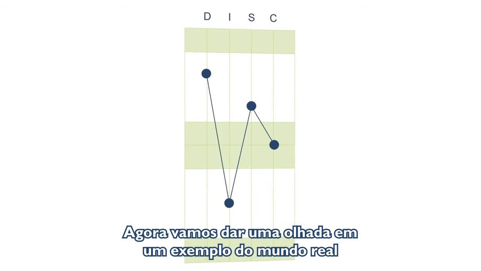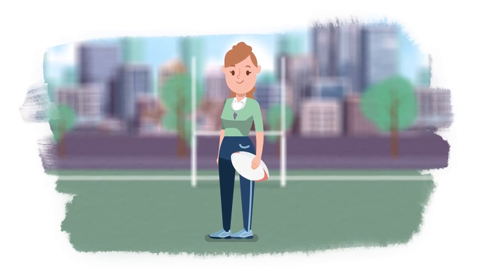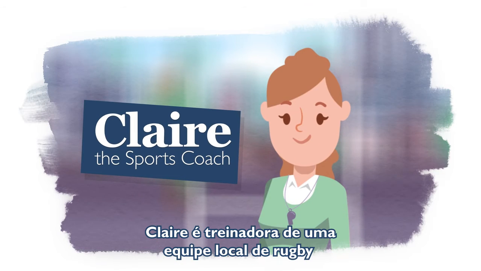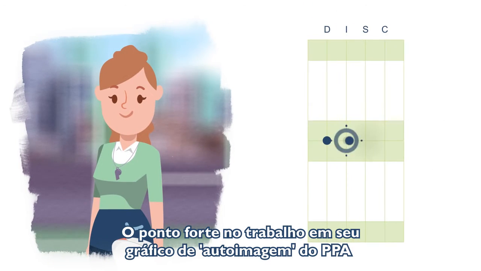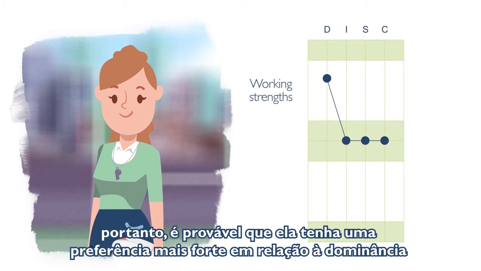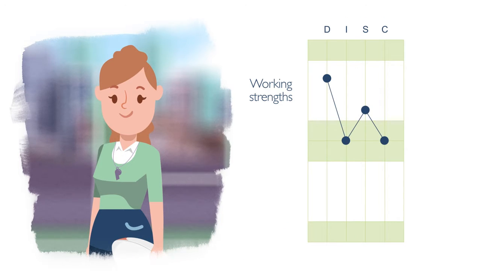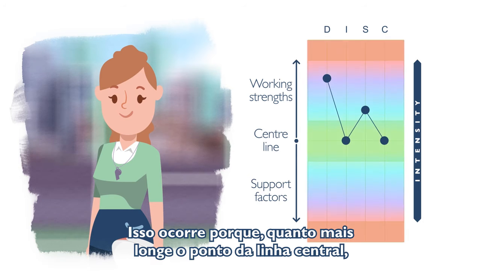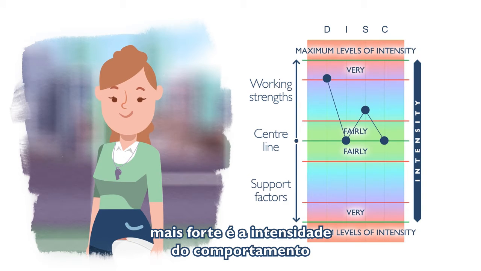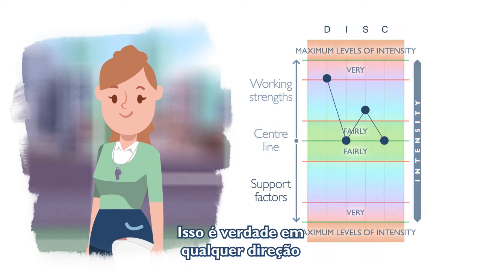Now let's take a look at a real-world example. Claire is a coach at a local rugby team. The highest working strength on her PPA self-image graph is dominance, and so she is likely to have a stronger preference towards dominance over steadiness, which is her other working strength. That's because the further from the centre line a factor is plotted, the stronger the intensity of the behaviour. This is true in either direction.